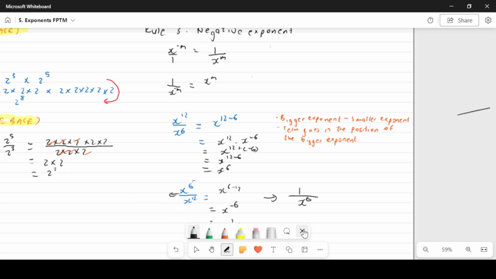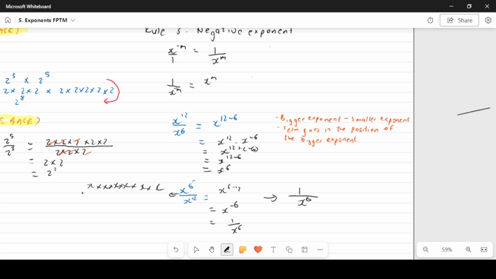And if you want to think of it in a more visual approach, if you want to see it in a more expanded approach, it's exactly what I did here. You have 6 x's at the numerator, and we have 12 x's at the denominator. So if I have to expand this, it will be x times x times x times x times x times x over.